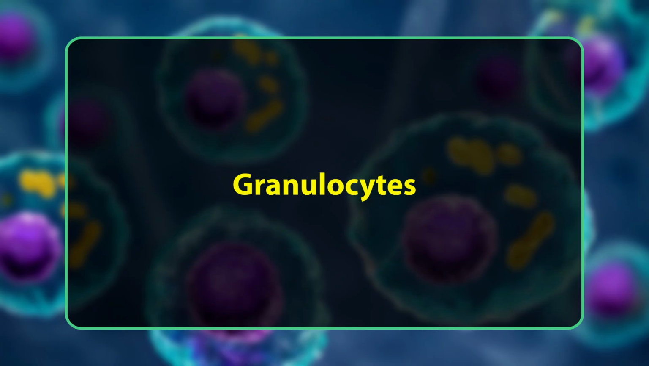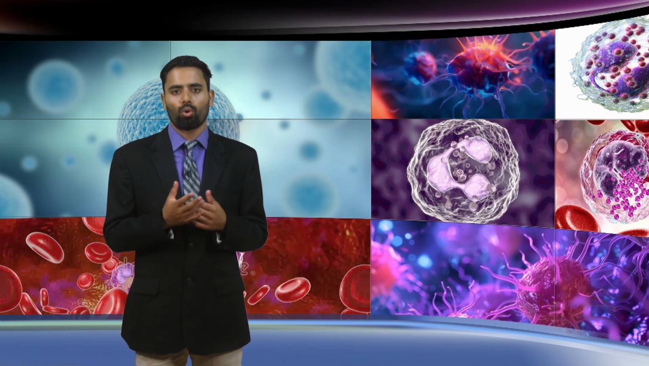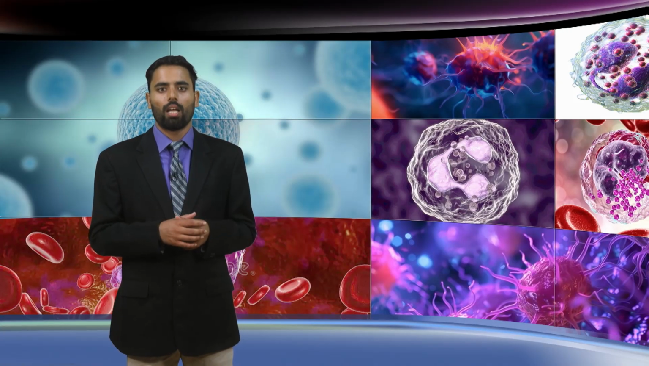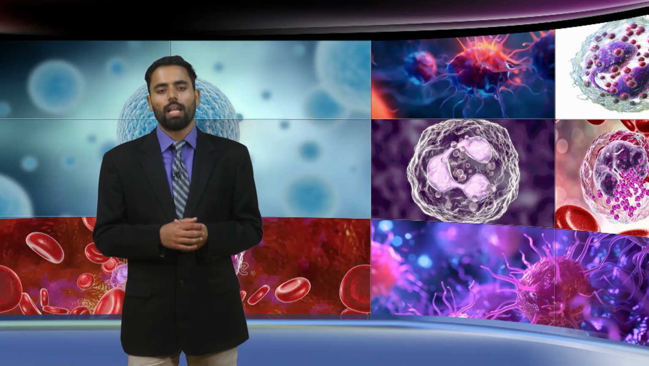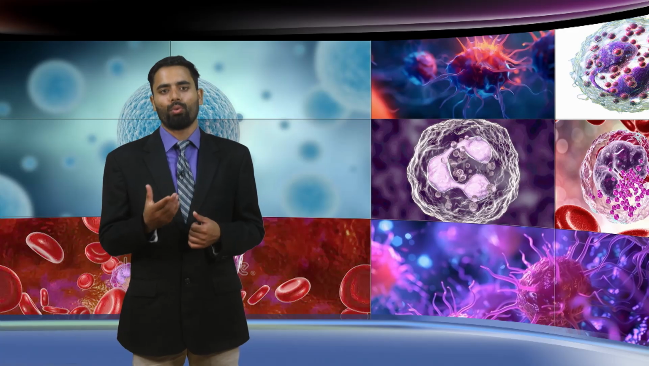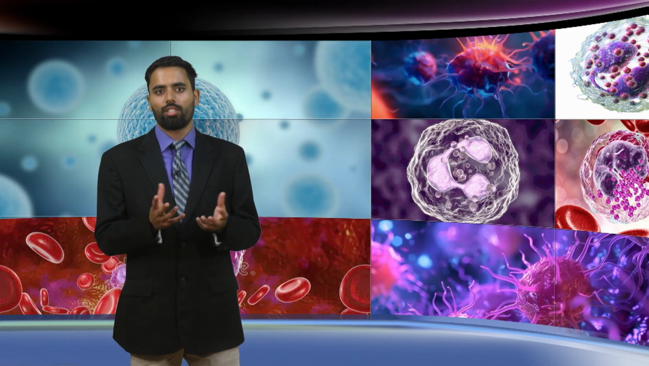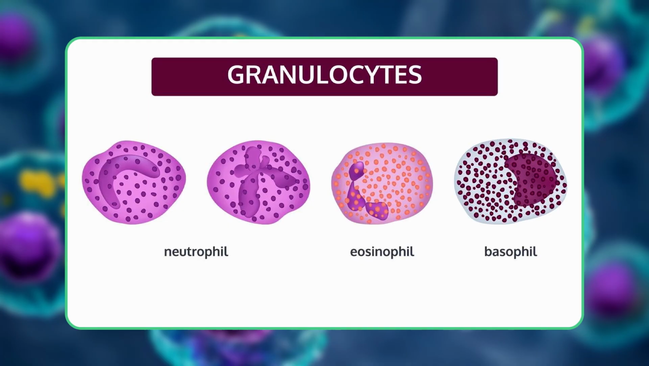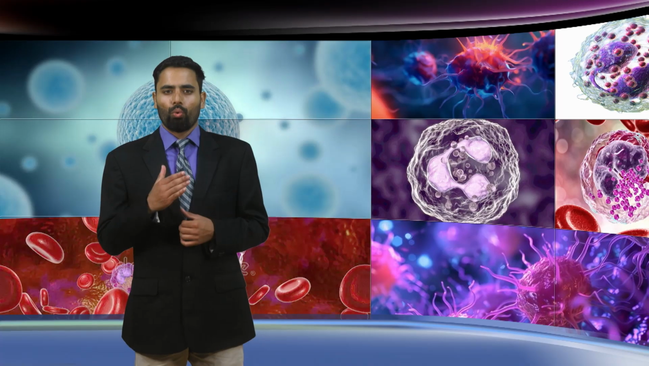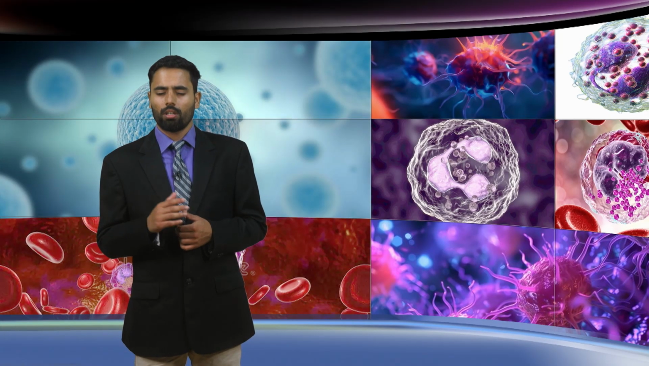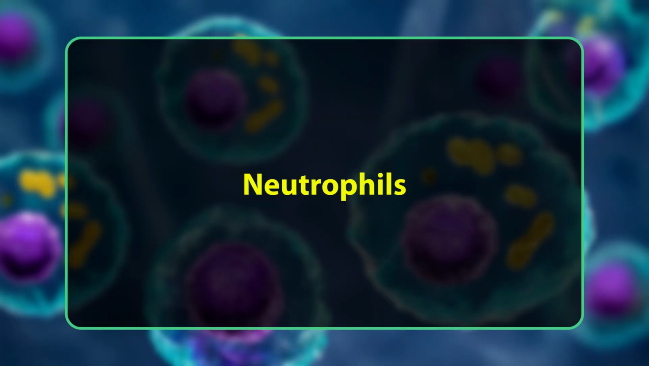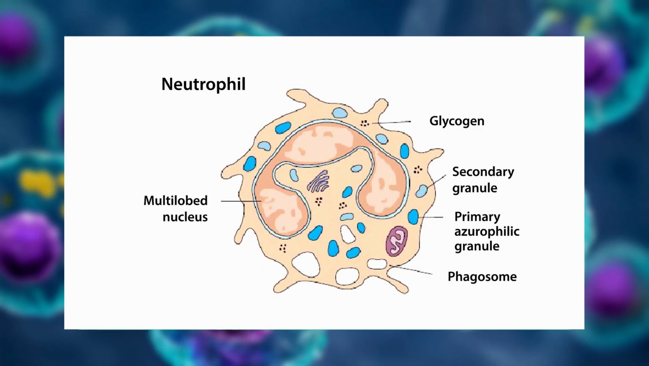Now, let us discuss granulocytes. The granulocytes are so called because they have densely staining granules in their cytoplasm. They are also sometimes called polymorphonuclear leukocytes because of their oddly shaped nuclei. There are three types of granulocytes, all of which are relatively short-lived and are produced in increased numbers during immune responses when they leave the blood to migrate to the sites of infection or inflammation. Number one is neutrophils. Neutrophils are the most numerous and most important cellular component of the innate immune response.